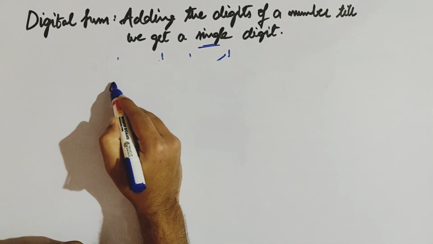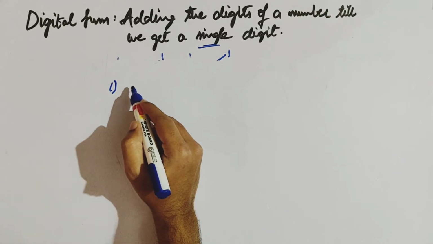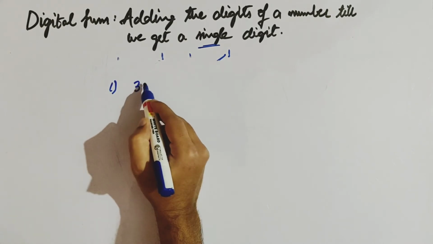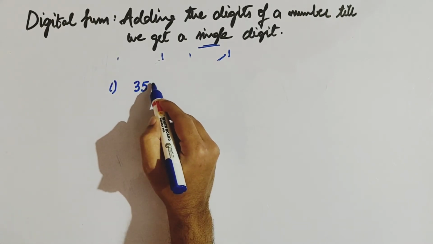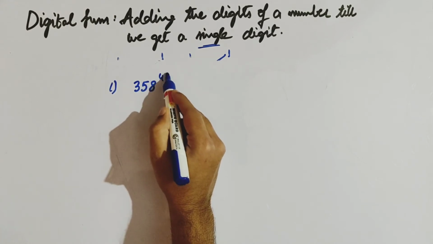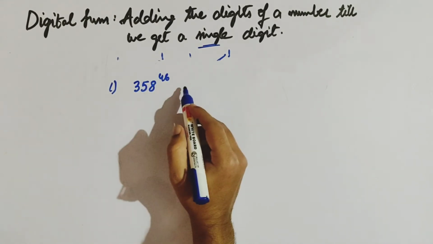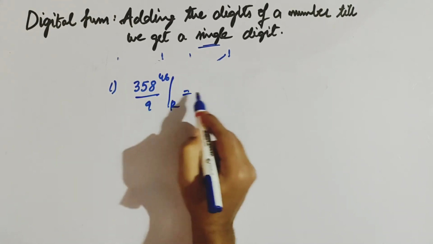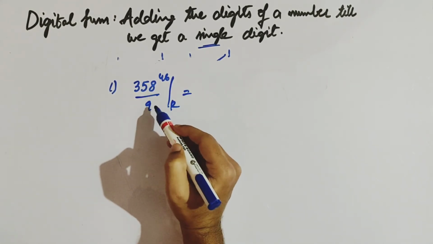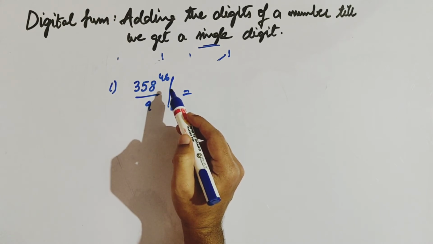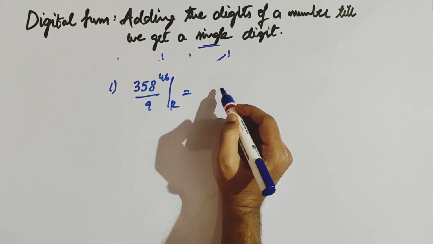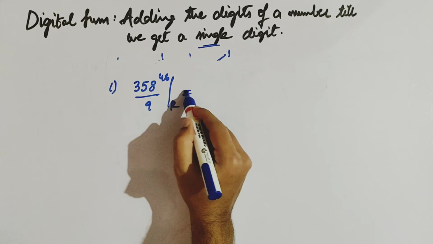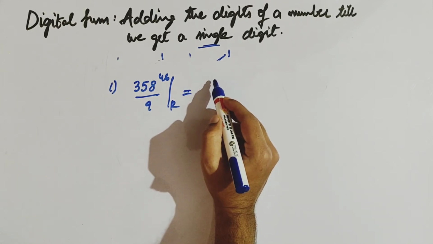Okay, so we'll take a good example here. As I have shown in the earlier part of the video, if I am asked to find the digital sum of the number 358 power 46, as I said, you have to just find the remainder with respect to 9. As 358 and 9 are co-primes, we can use Euler's remainder theorem to find the remainder of this number.